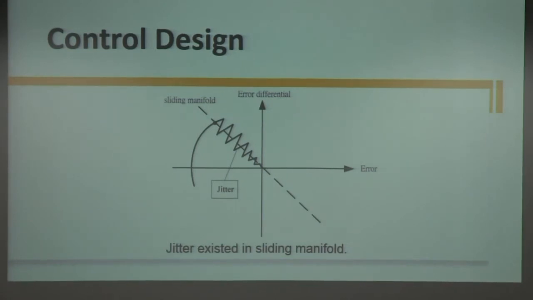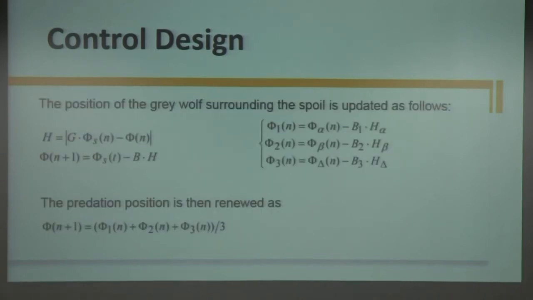And this is control design. The target from here is to be amended to here. Jitter exists in the sliding manifold. The position of the gray wolf surrounding the prey is updated as this. It could reduce the jitter problem. The projection position is then renewed as this.